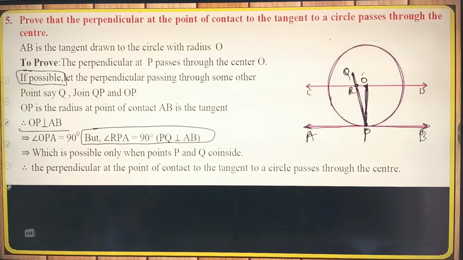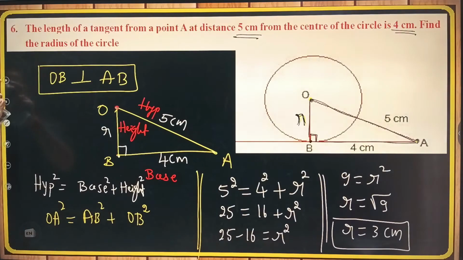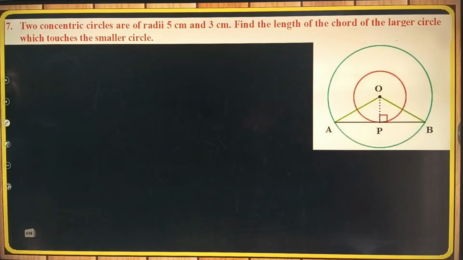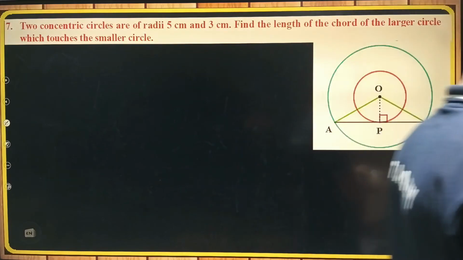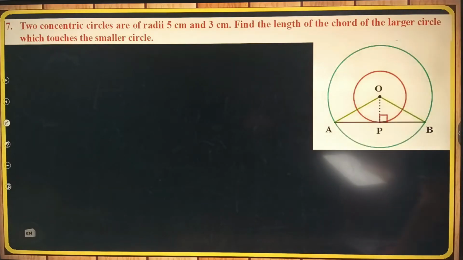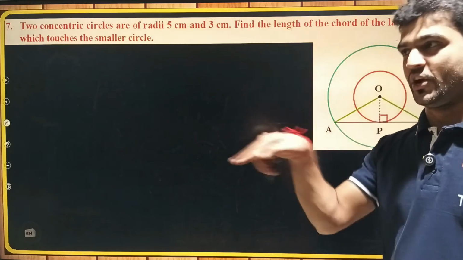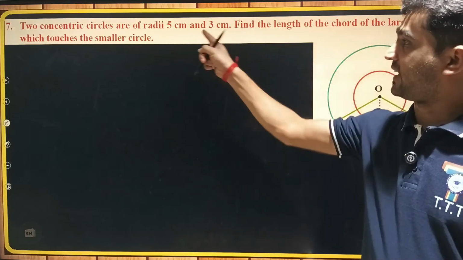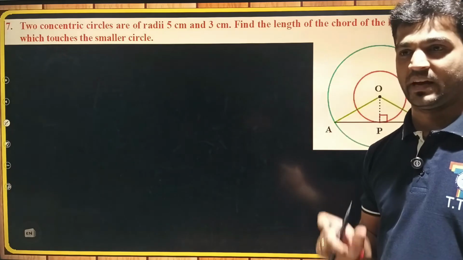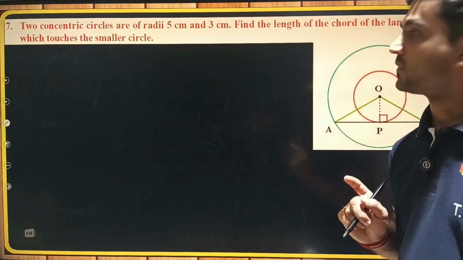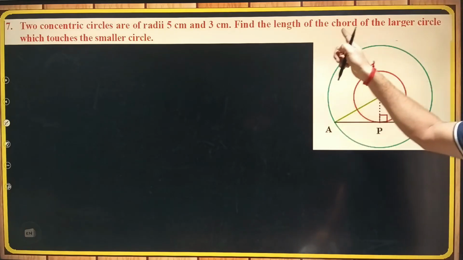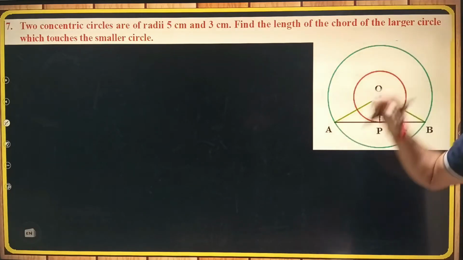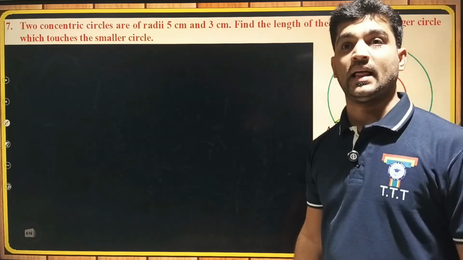Next question. I guess the 6th question is completed. The 7th one. What does the 7th question say? Two concentric circles are of radius 5 centimeter and 3 centimeter. There are two circles here. One has a 5 centimeter radius and another has a 3 centimeter radius. Find the length of the chord of the larger circle which touches the smaller circle.